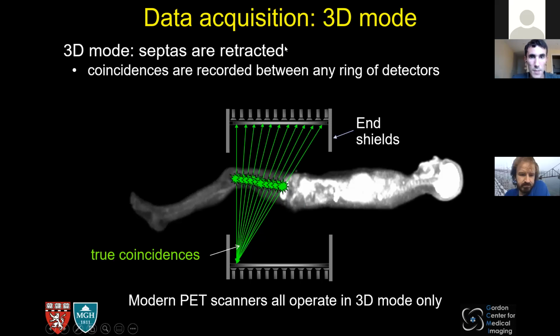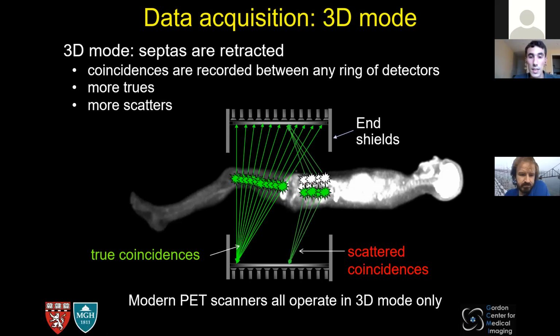Okay, so this is how the 3D mode works. Here the septas are retracted, so you're basically going to allow coincidences to happen between any ring of detectors. Of course, you're going to have a huge gain in sensitivity because you can detect all those coincidence events here. But the drawback is that you're going to have more scatters.